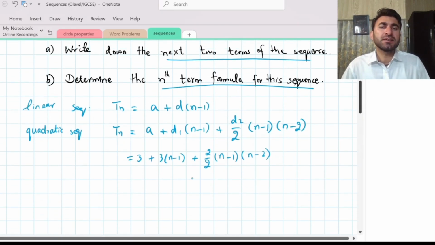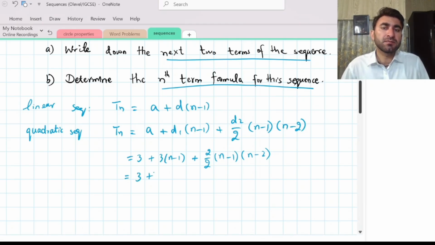Now let us simplify it. 3 plus 3 multiplied by n minus 1 shall become 3n minus 3, and here if we cancel 2 with 2, it is only the product of n minus 1 and n minus 2, and that is n square minus n and minus 2n, which shall become minus 3n, and minus 1 multiplied by minus 2 shall become positive 2. Okay, now here we can see that 3 is cancelled with the minus 3, positive 3n is cancelled with the minus 3n, and we are left with n square plus 2.